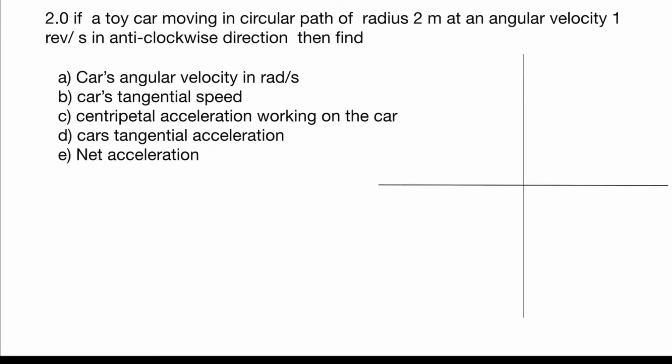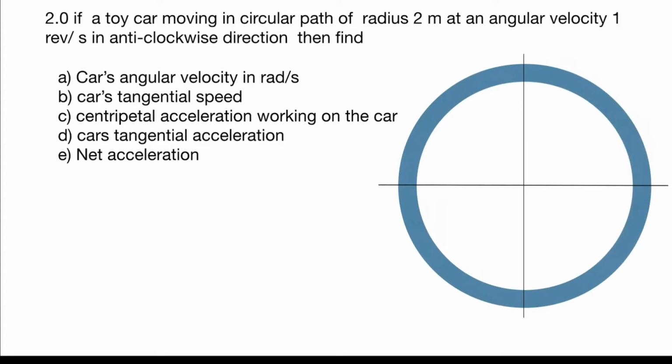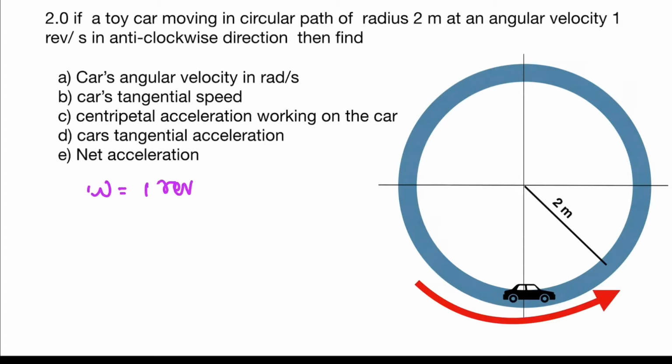If a toy car is moving in a circular path of radius 2 meter at an angular velocity of 1 revolution per second in anti-clockwise direction, then find the following things. So let's see a circular path of radius 2 meter, and a toy car is moving in anti-clockwise direction. The radius of this circular path is 2 meter, and the angular velocity omega is given by 1 revolution per second. 1 revolution is equal to 2 pi radians, or it's equal to 360 degrees.